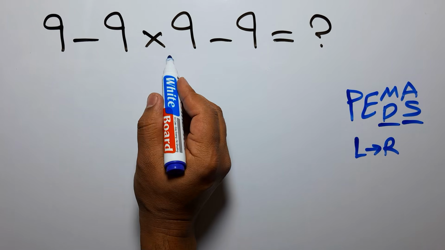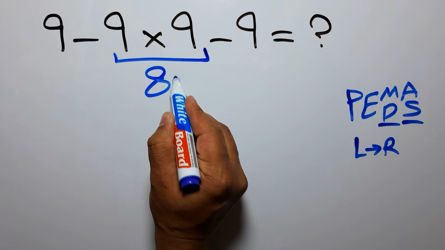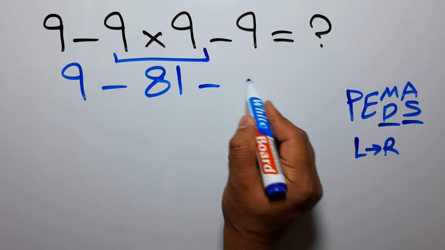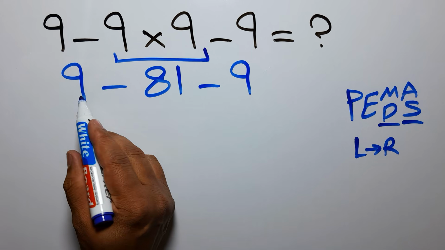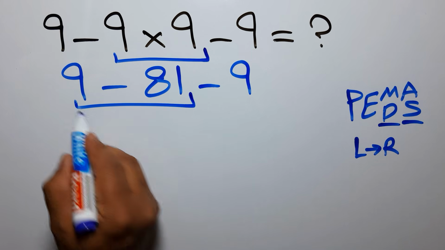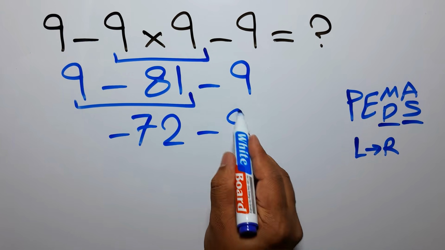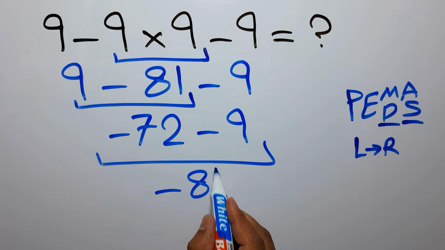So first we have to do this multiplication. 9 times 9 gives us 81. So we have 9 minus 81 minus 9. Now we have to do this subtraction. 9 minus 81 gives us negative 72. Then minus 9, which equals negative 81.